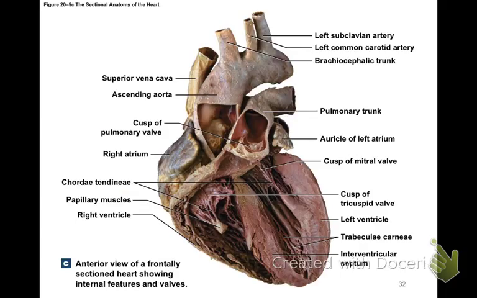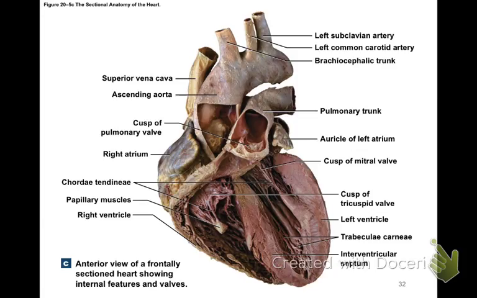And here we just see a nice specimen. I hope you get to see one in lab. Notice how much thinner the wall of the right ventricle is from the wall of the left ventricle. Notice also that the apex of the heart is made up just of the left ventricle. The right ventricle doesn't go all the way down to the apex.